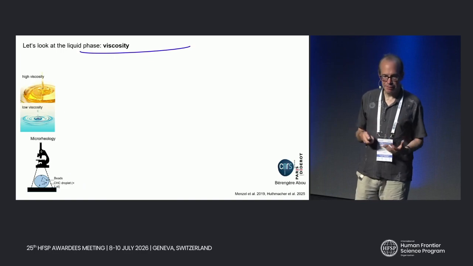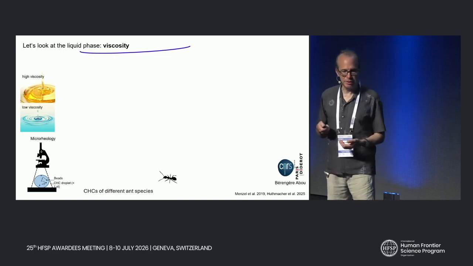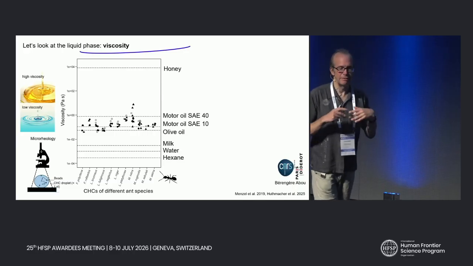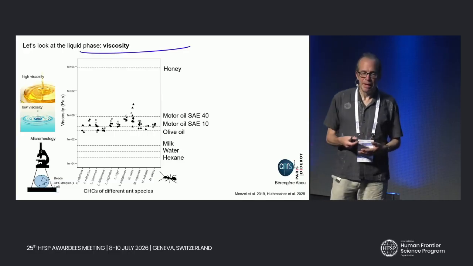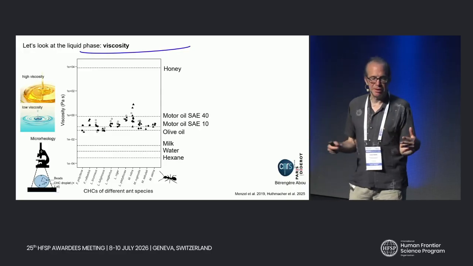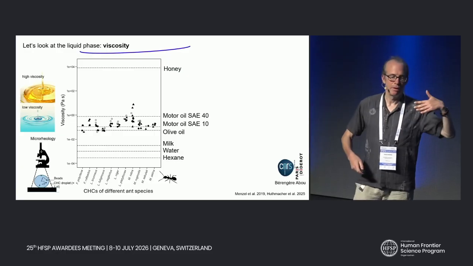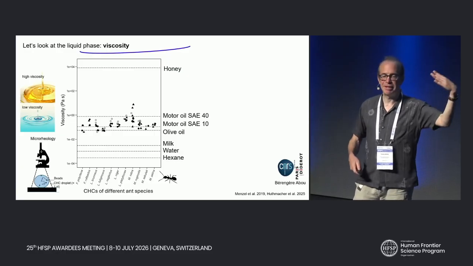And we did that for hydrocarbons of a number of ant species. And you see that they are actually quite homogeneous. At first, we thought that at least. But the viscosity of most hydrocarbons is in the range of motor oil or olive oil. So it's much more viscous than hexane or water or milk, but it's less viscous than honey.